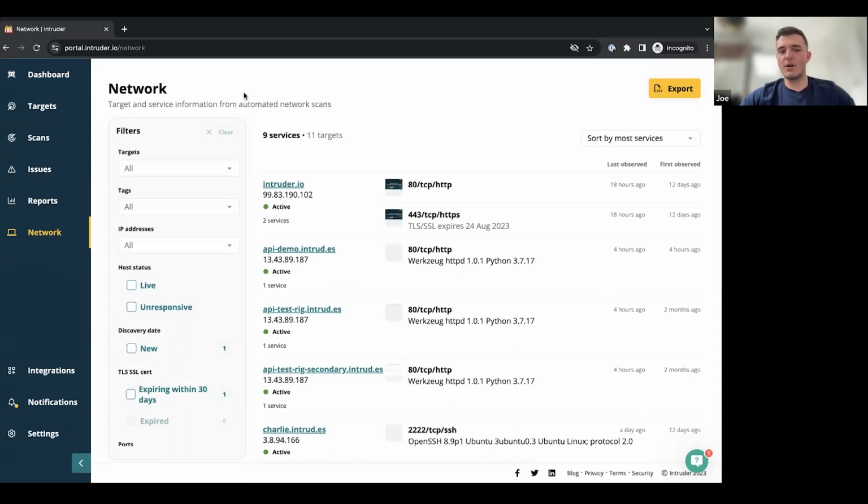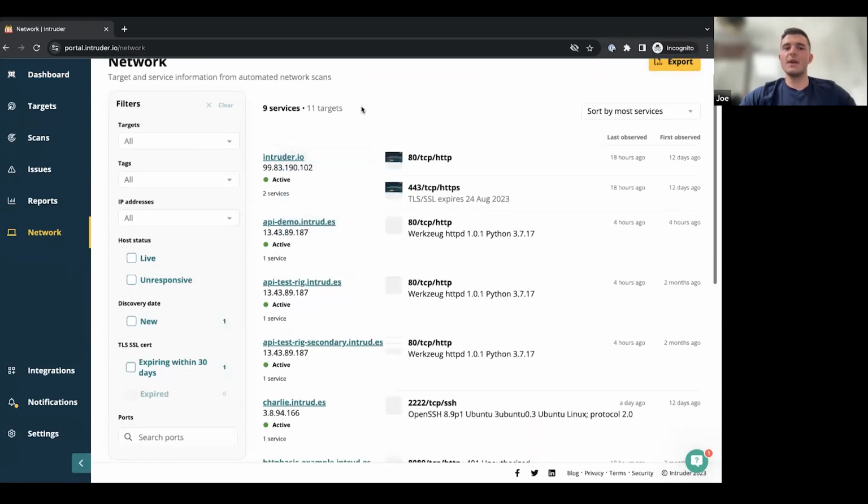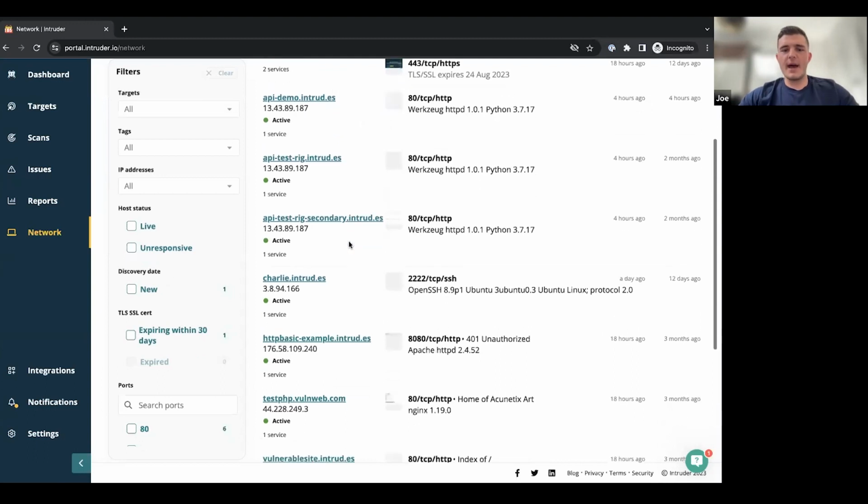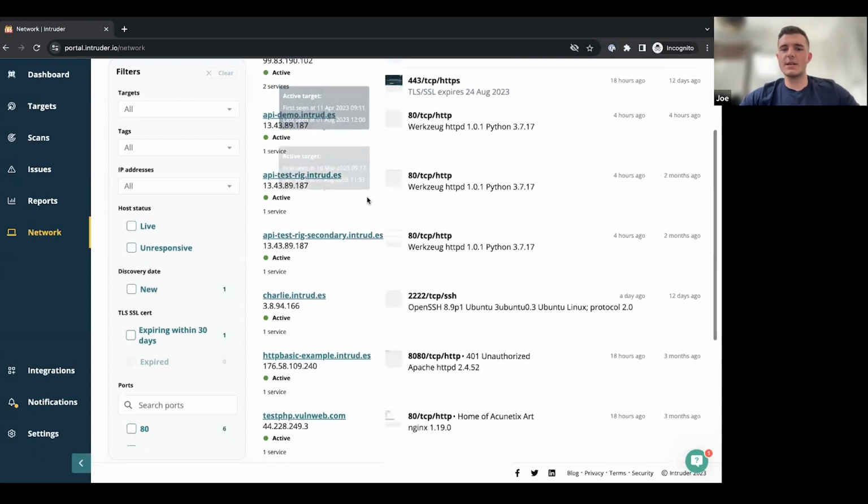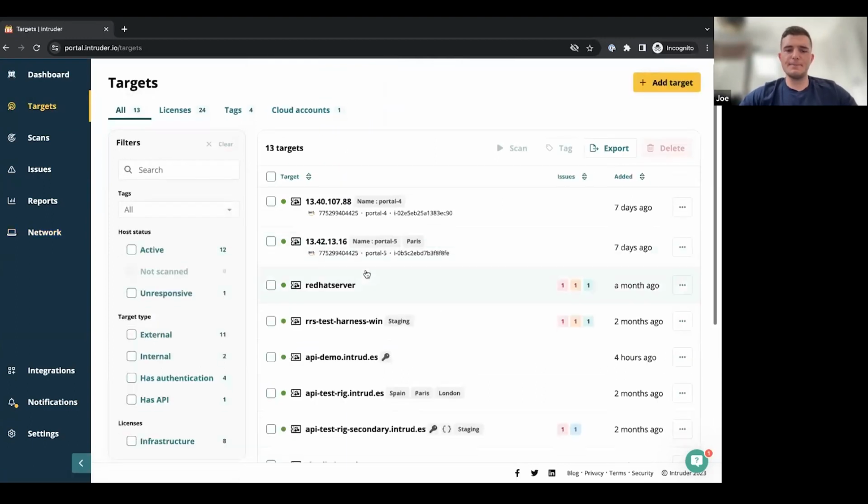You can view all of the targets that you've added to the portal. Bearing in mind, these targets can be automatically pulled in as well if they're cloud targets and things like that. So there's lots of ways of making sure you've got that visibility. For example, I can see here I've added a couple of targets and I can see a port 80 open, which could indicate to me that there's an API or some sort of web-related functionality running on these ports. So we can then dip into that target on our targets page.